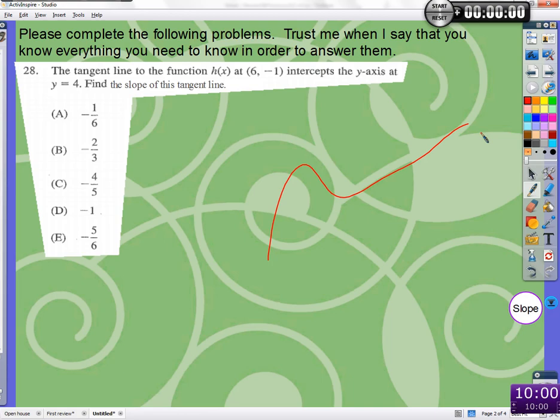Something we do know is that there's a point (6, -1) on this function. So at x = 6, the value is -1. Now we can draw a set of axes here and give ourselves some scale. So this could be the point (6, -1). Then we can continue on and say the tangent line to the function. So we're talking about this line right here that's tangent to this function.